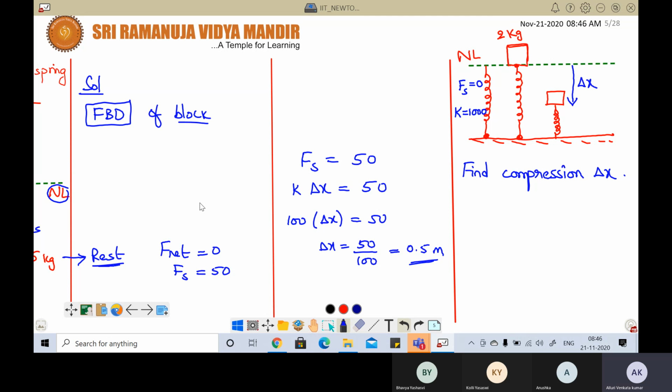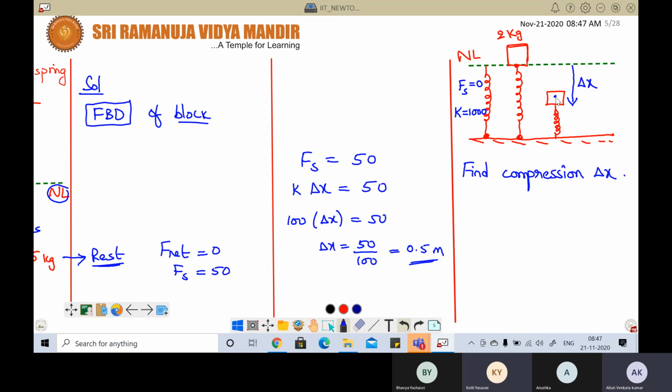How much? What is the way to solve? Draw the FBD of the block, and the block is at rest. Sir, 0.02 meter. Yes, 0.02 meters.